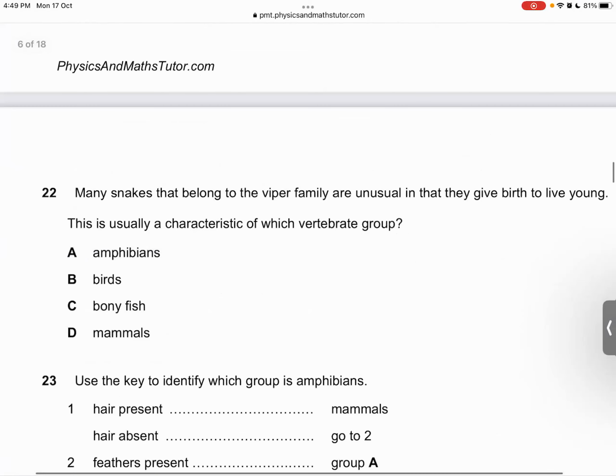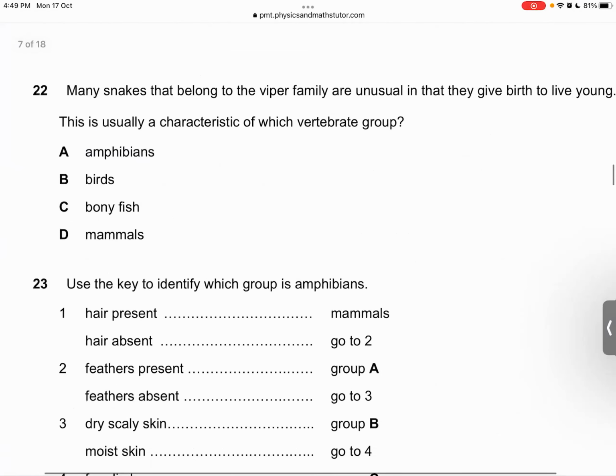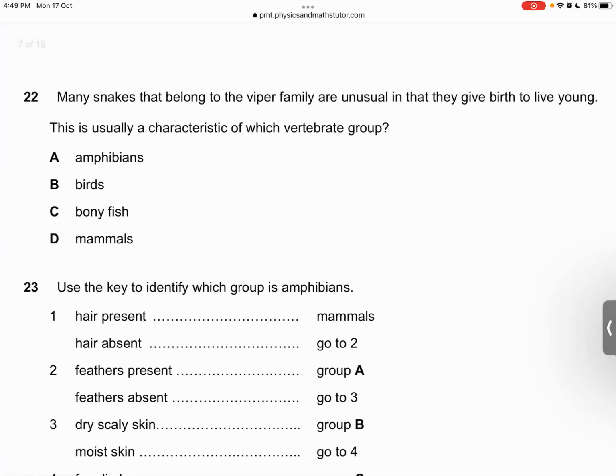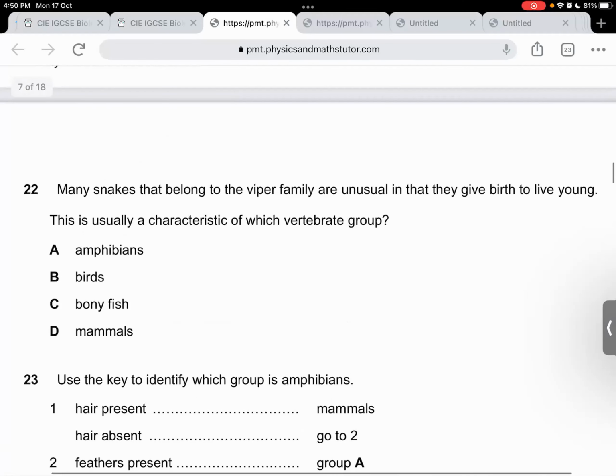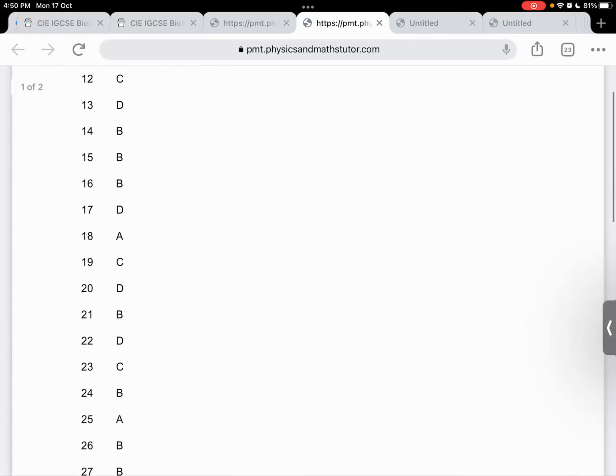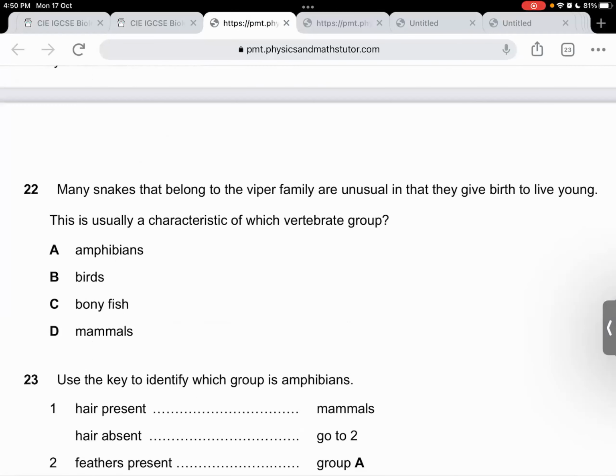We've done this. Many snakes that belong to the viper family are unusual in that they give birth to live young. This usually is a characteristic of which vertebrate group? Which vertebrate group gives birth to the young ones? Amphibians? No, sorry, mammals. Because amphibians lay eggs, birds also lay eggs, fishes also lay eggs. Let's check 22, and it should be D. So 22 is D. I think most of the answers are correct.